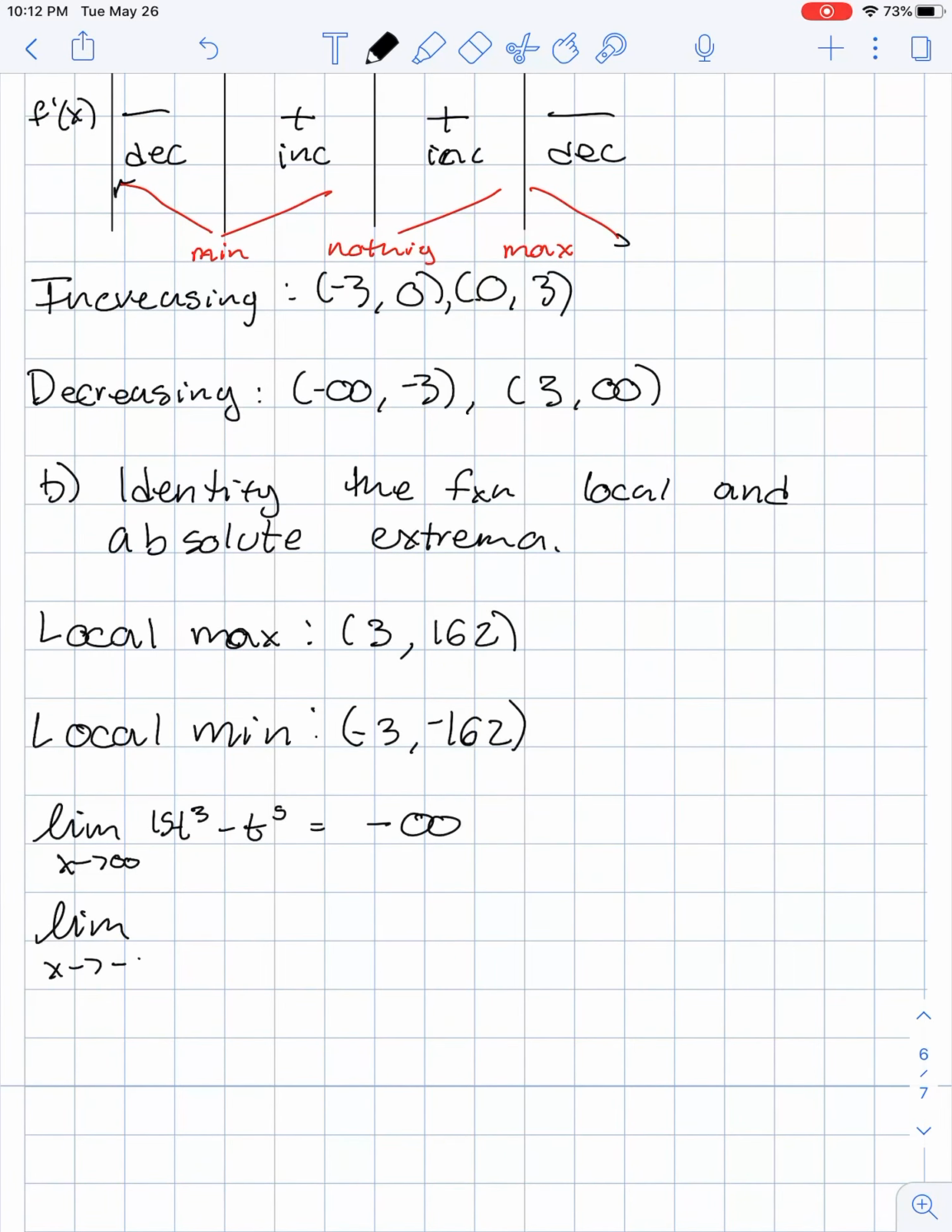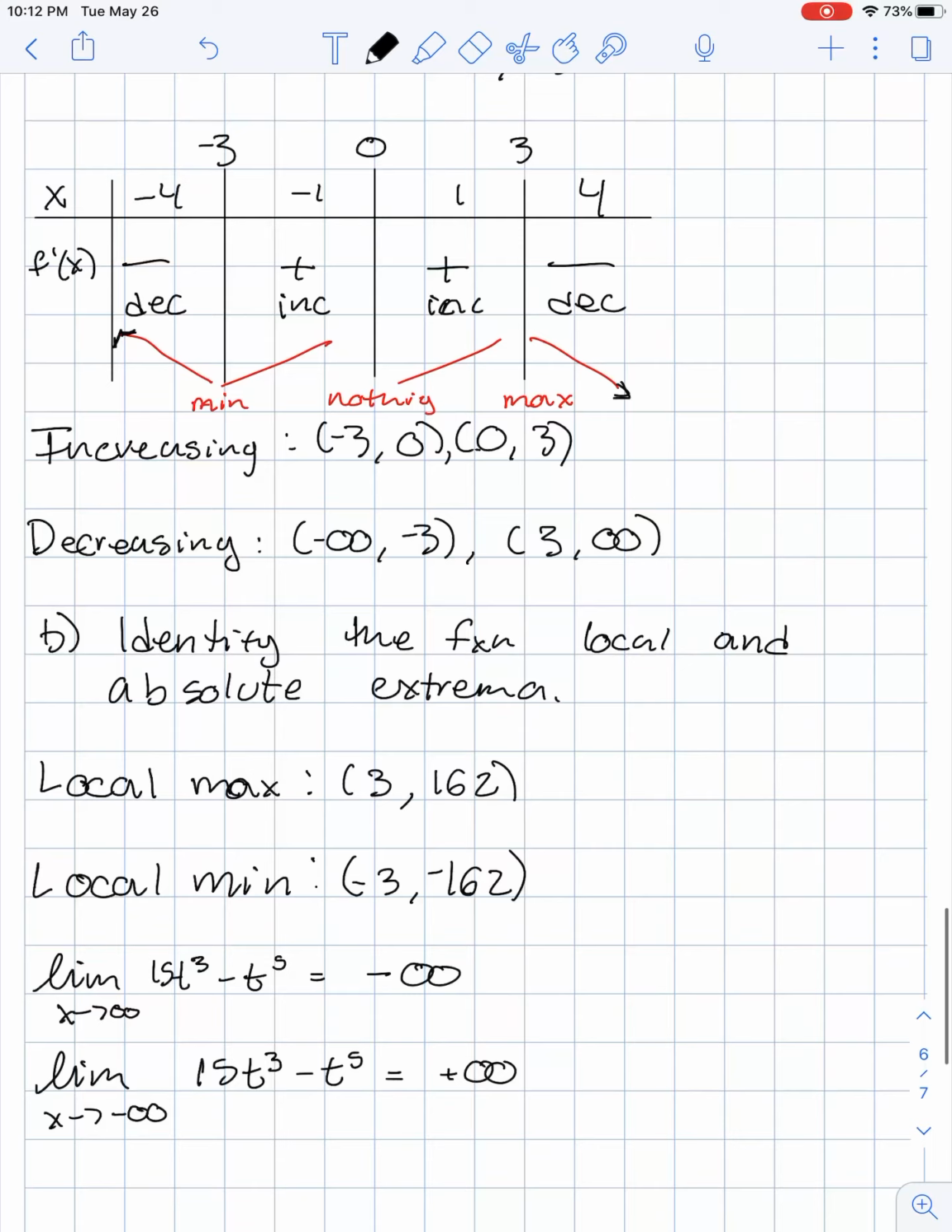And then the limit as x goes to -infinity, 15t cubed minus t to the 5th. Well, that's going to go towards +infinity, which we can also see by looking at that we're decreasing. So if I'm decreasing from 3 to infinity, that makes sense that the limit as x goes to infinity is going to be -infinity. It'd be weird if it was infinity, that I was somehow decreasing to positive infinity. That doesn't make sense. And since I'm decreasing from negative infinity to -3, I needed to be decreasing from somewhere. Positive infinity. I can't decrease from negative infinity. Okay?